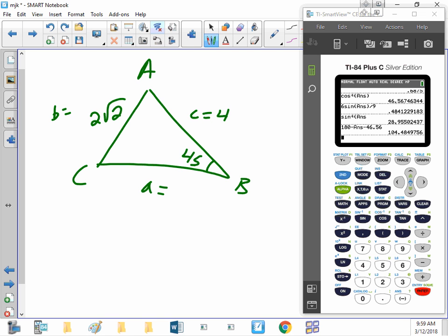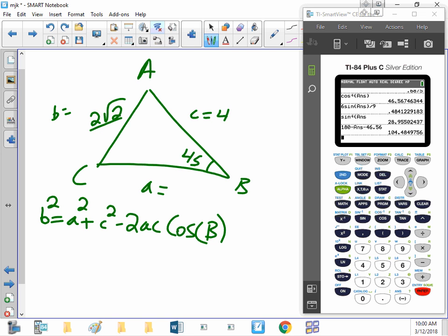Okay, so the law of cosines. Which formula do I choose for the law of cosines? The B formula. B squared equals A squared plus C squared minus 2AC times the cosine of B. All right, let's figure that out. So what is 2 root 2 squared?